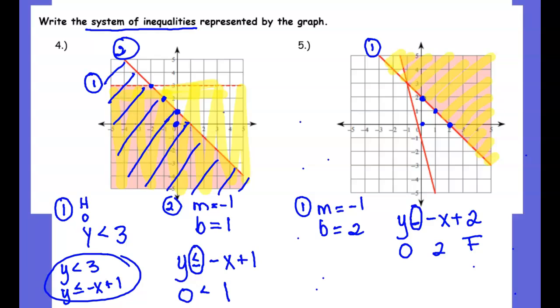Well, we know that 0 is less than 2. So to make it false, we want to go greater than. So there's our inequality: y is greater than or equal to negative x plus 2. There's one of them. All right, let's look at number 2.